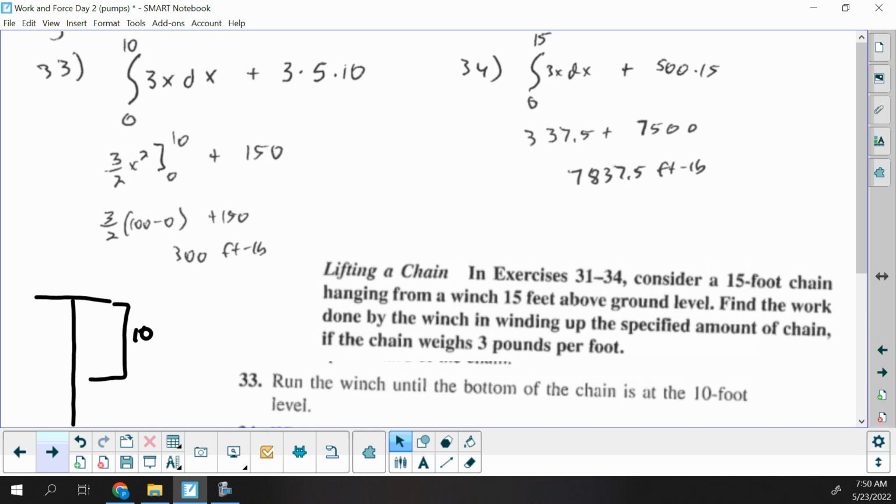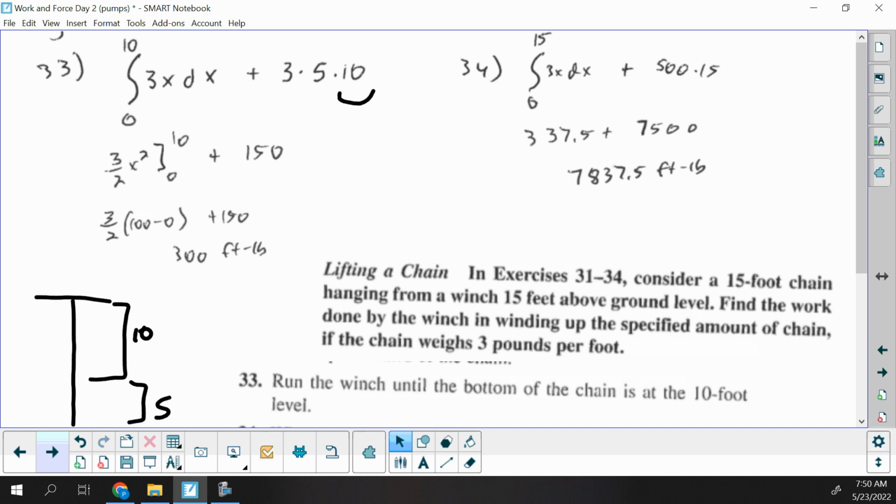But then there was 5 feet that never made it to the top, so we do the 3 times the 5 to give us an amount of pounds, and then that bottom 5 feet of chain, it all moved up 10 feet together. So that's why it's just times 10 there, so you eventually get 300 foot-pounds.